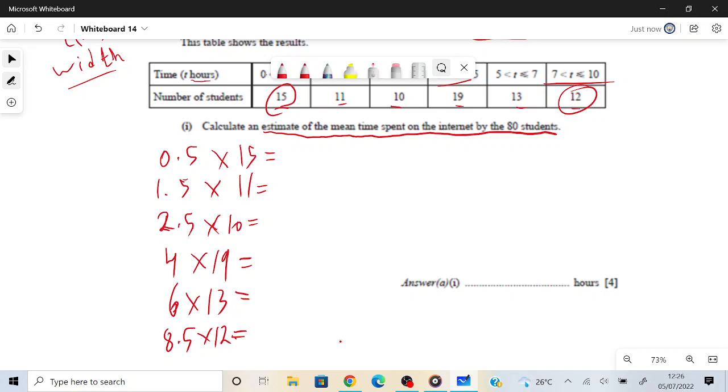Now, using a calculator or doing it mentally, you need to solve for these. 0.5 times 15 is 7.5. 1.5 times 11 is 16.5. 2.5 times 10 is 25. 4 times 19 is 76. Let's quickly check: 4 times 19, yep, 76. 6 times 13 is 78. And 8.5 times 12 should be 102. Let's check quickly. Okay, yep, 102.